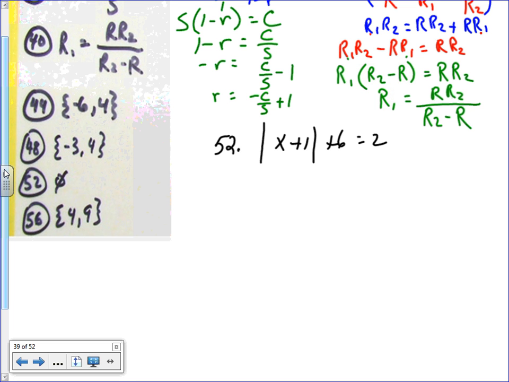If you're solving an absolute value problem, you want to isolate the absolute value. So here's my absolute value. The plus 6 I need to subtract and get it to the other side. So this becomes a negative 4 on the right. At this point, it says an absolute value equals a negative number. Can that ever happen? No, that never happens, so this is an inconsistent equation. It has no solution.